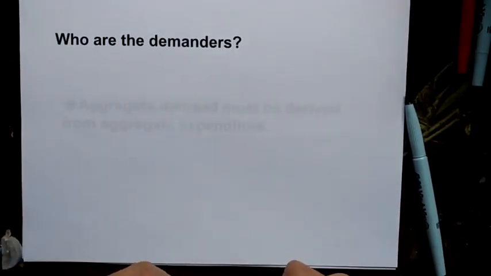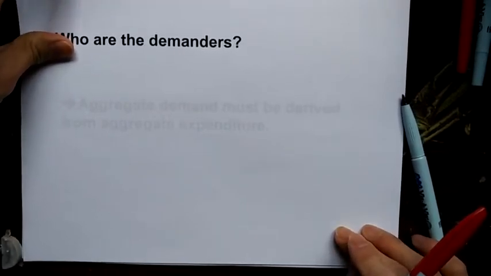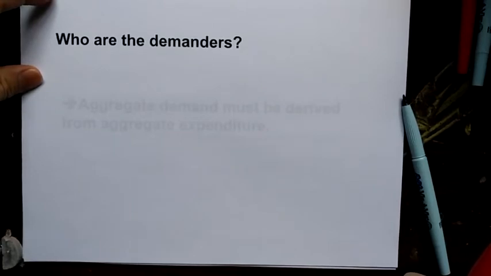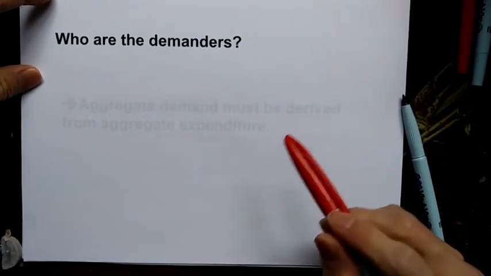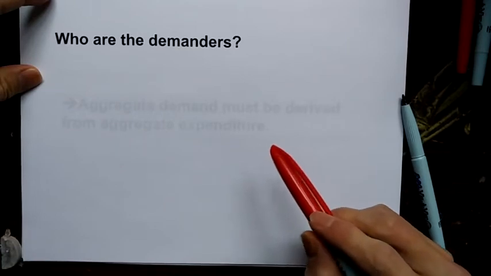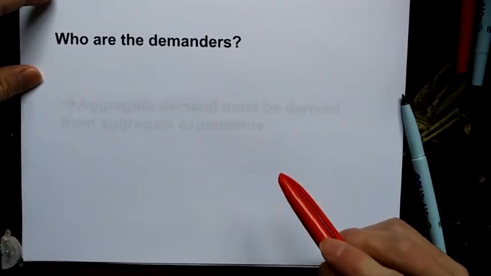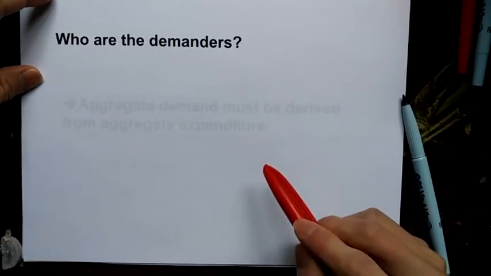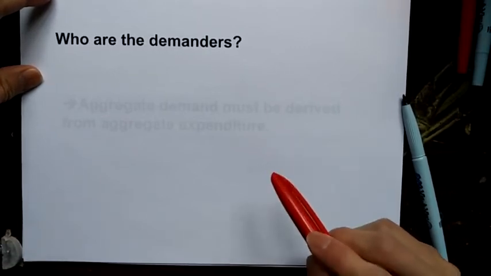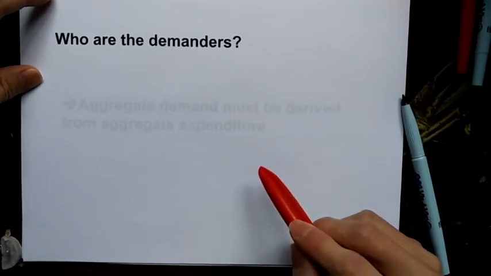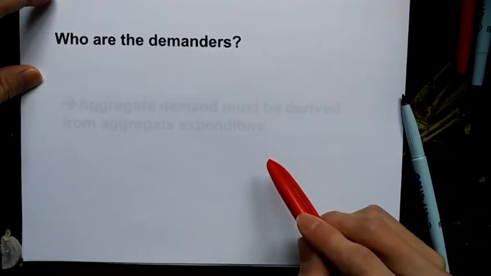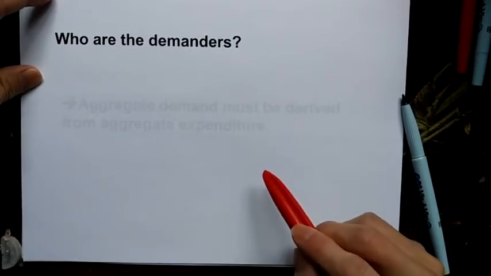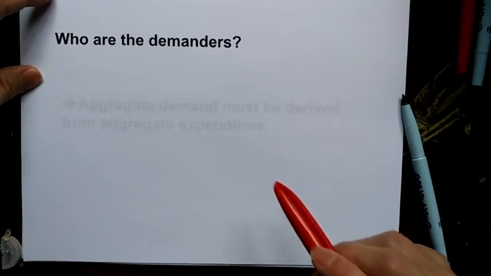Remember, before we draw a demand curve, we have to know who the demanders are. Why? Because any demand curve describes the behaviors of the demanders. You have to draw the demand curve based on the demanders' behavior. If you want to change a demand curve, then you have to change the demanders' behavior. Only if the demanders' behavior changes will the demand curve change.